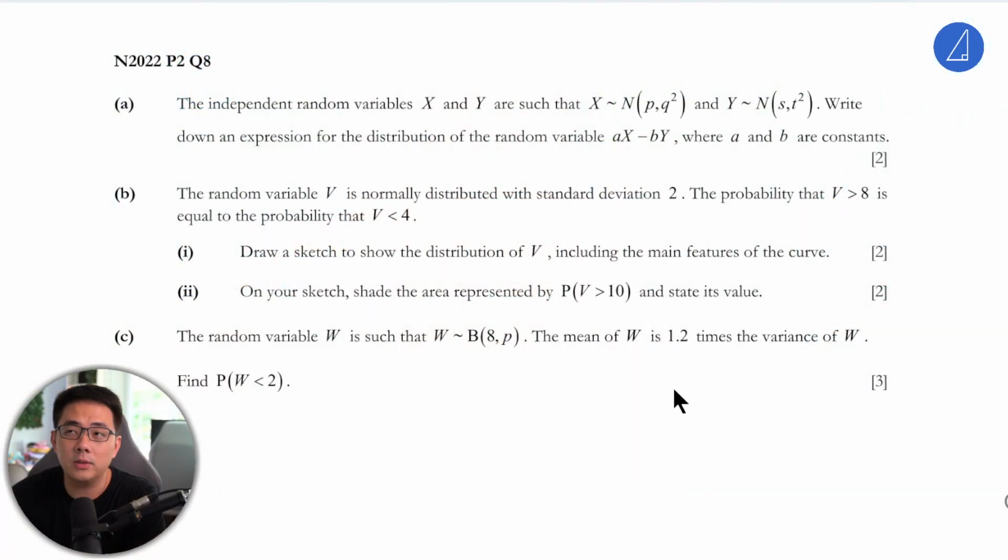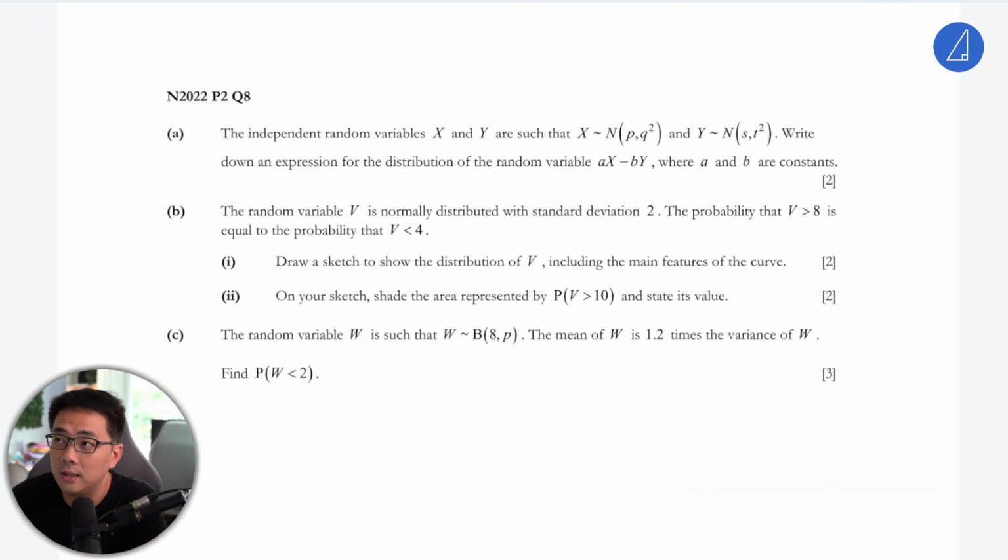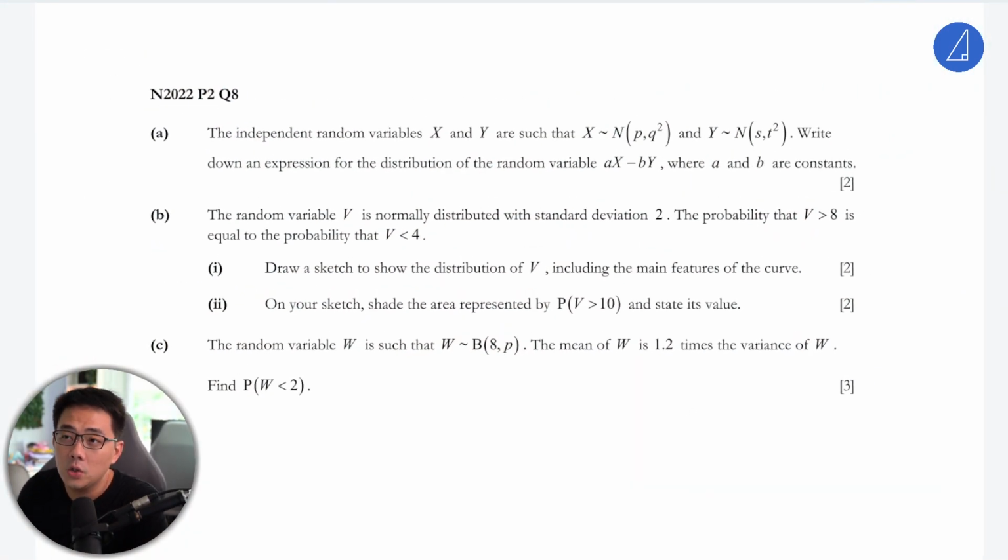Hi students, let's look at this question here, which was taken from the year 2022 paper 2 question 8. I think this question is on normal distribution. So let's look at the first part. The independent random variables X and Y are such that X is this and Y is this. Write down an expression for the distribution for the random variable aX minus bY.